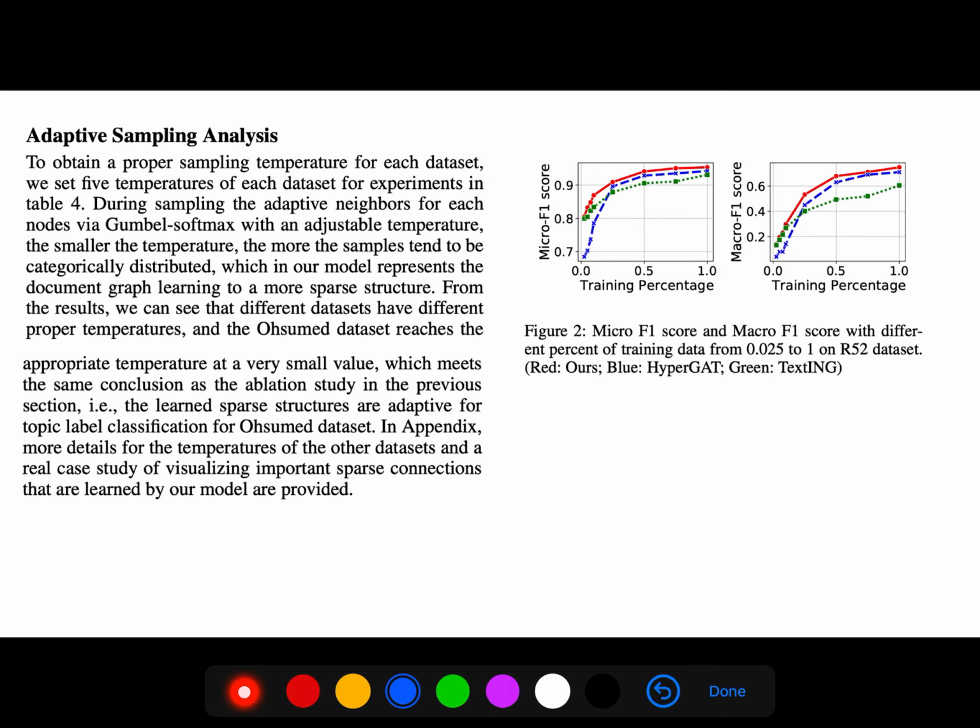So to obtain a proper sampling temperature, we set 5 temperatures for each dataset. And so during sampling the adaptive neighbors for each node via Gumbel softmax with an adjustable temperature, the smaller the temperature, the more samples tend to be categorically distributed, which in our model represents the document graph leaning to a more sparse structure.